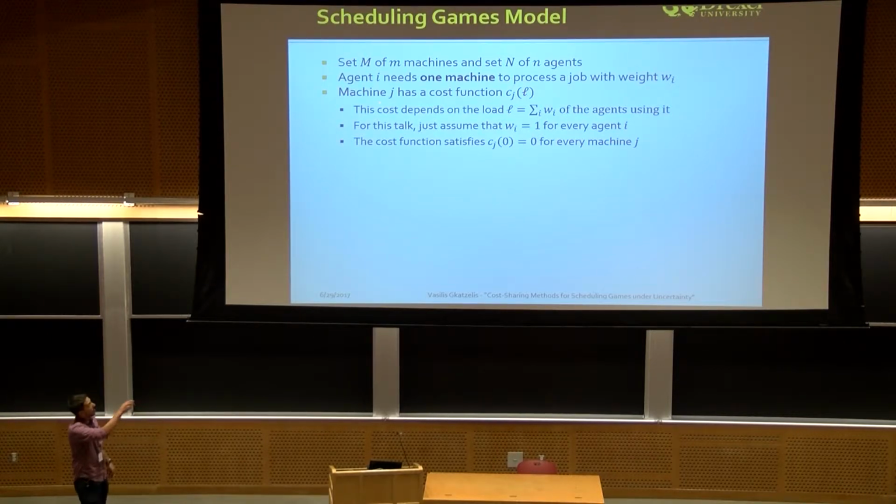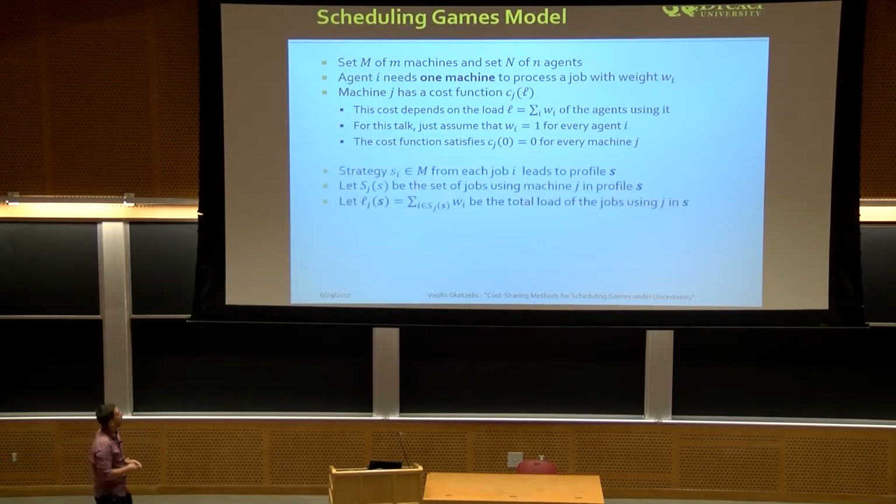And each machine, as I mentioned, has a cost function. So each machine j has a cost function c_j(L), where L is the total load, the sum of the weights, or the number, if you assume the weights are 1, of users using that machine. And the cost function we're going to assume is 0 when nobody's using the machine. So there's no cost if nobody's using it. And as I mentioned, the strategy set of every player is a set of machines. And this leads to a strategy profile S.